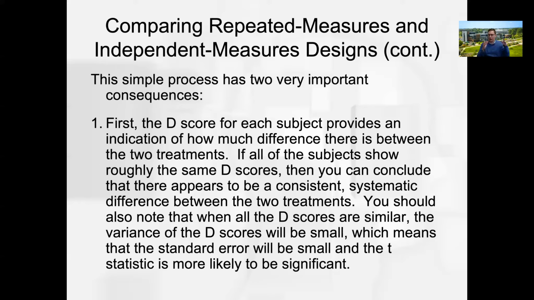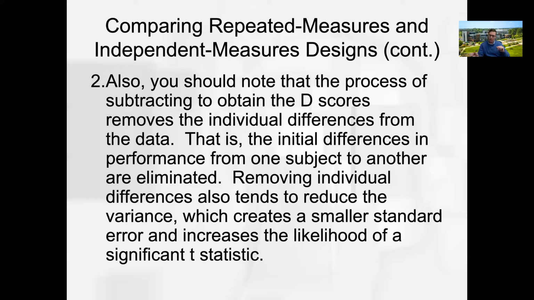You should also note that the process of subtracting to obtain the D score removes the individual differences from the data, right? And so we already talked about this just a few minutes ago, but by having every individual serve as their own control, we now know that if you're a bad driver when you're texting, but you're an okay driver without texting, the fact that you're a bad driver while texting is likely not a function of us just having sampled you as a bad driver in general, but is a function of your inability to drive while you're texting.